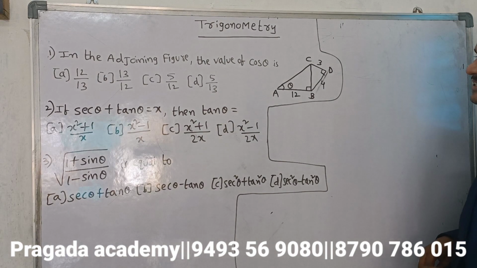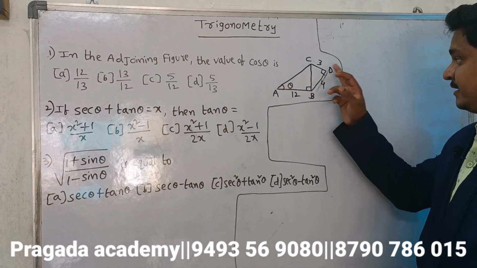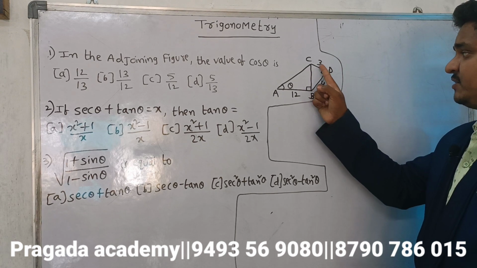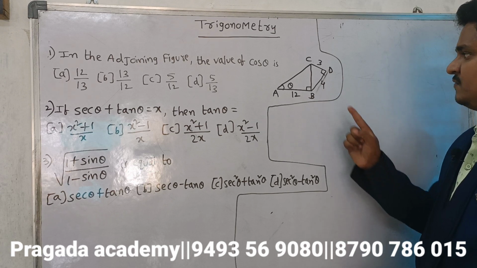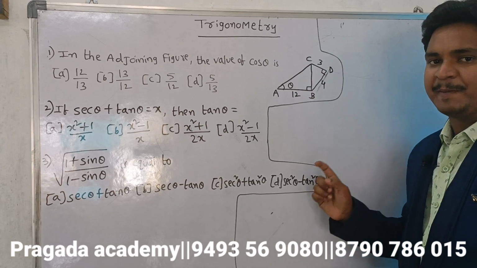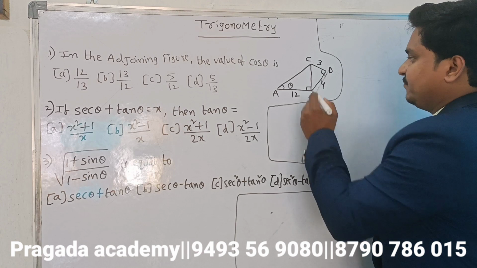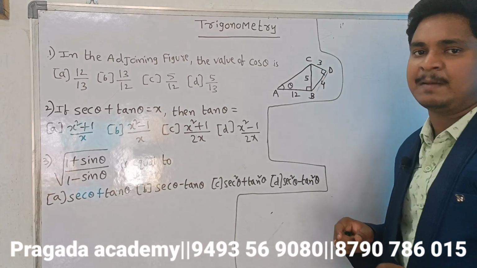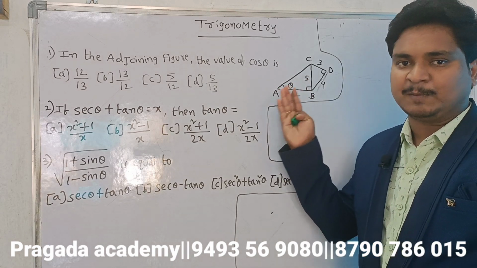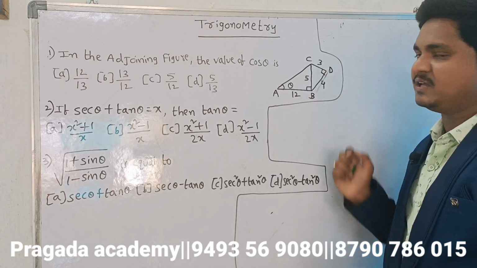Cos theta means adjacent side by hypotenuse. Hypotenuse we don't know. Observe the other right angle triangle: we have 3 and 4 as the two sides for triangle BCD. So the hypotenuse will be BC. We already know the Pythagoras triplets: 3, 4 and 5. If you apply the Pythagoras theorem, you will get BC as 5.